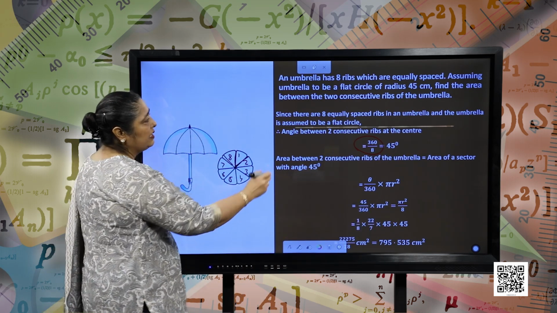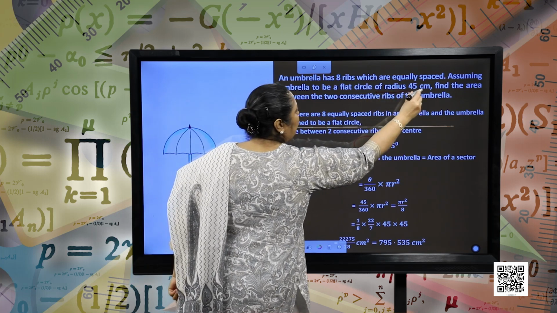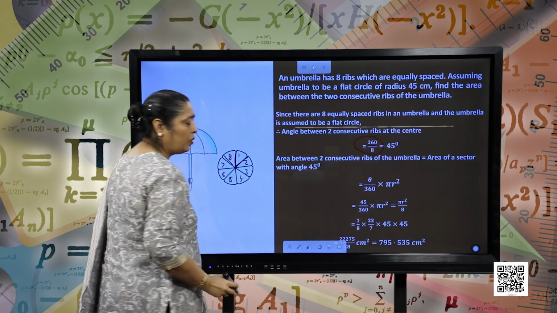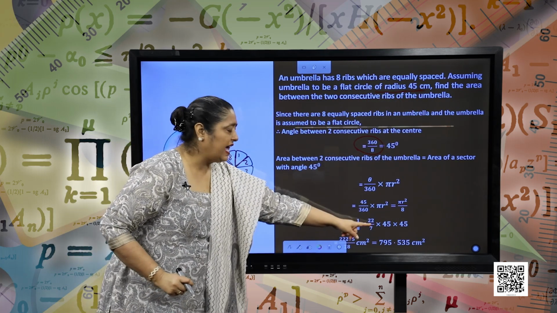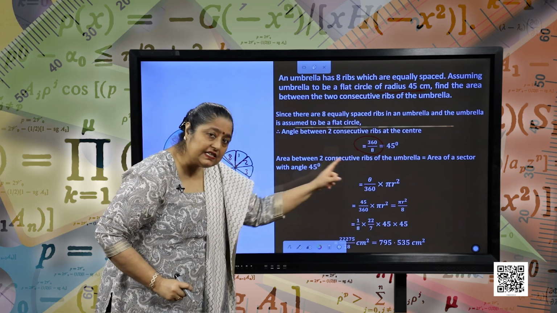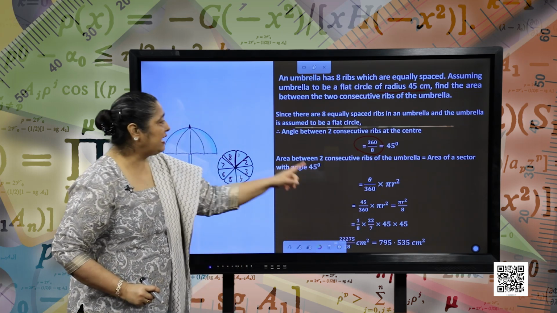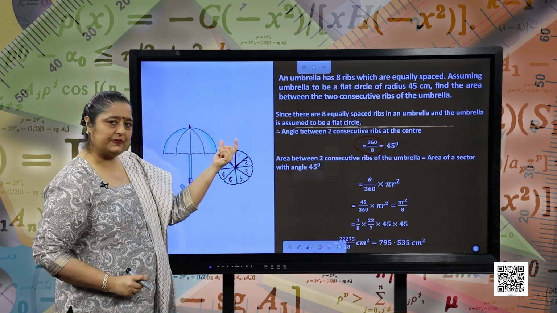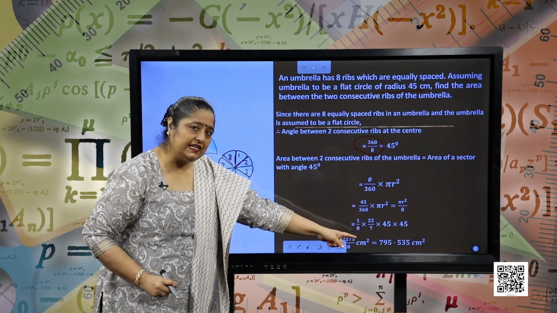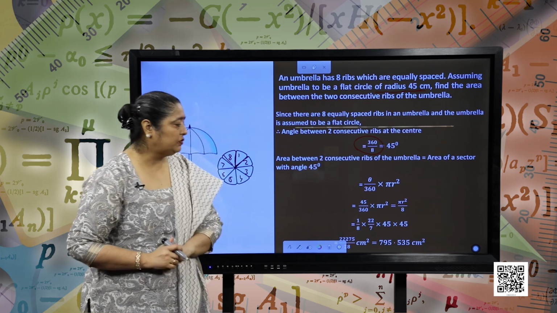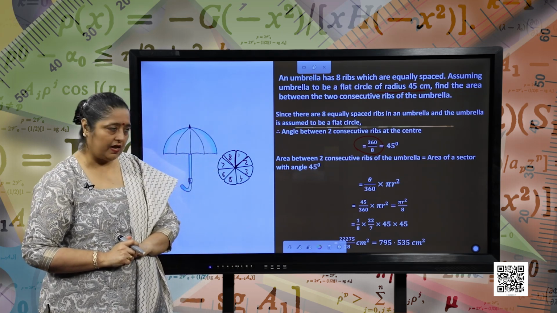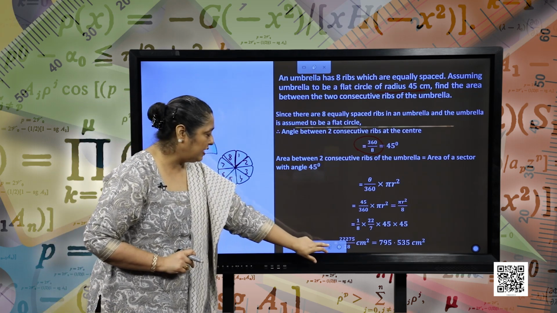Now, we know that the radius is 45 centimeter. So, substituting the value of r as 45 and calculating it further, we have the area between the 2 consecutive ribs as 795.535 centimeter square. I hope this question is clear. So, let us move forward.